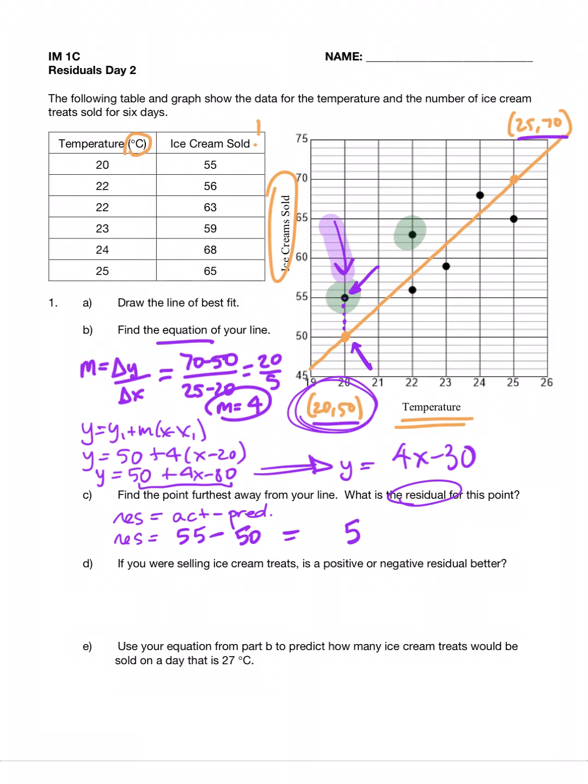Okay, so question D is asking if you were selling ice cream treats, would you rather have a positive or a negative residual? Our answer above is a positive residual. Can you see that that means that up here, the actual number sold is much higher than what I predicted. So I definitely want a positive residual because it means that the number sold is higher than predicted.